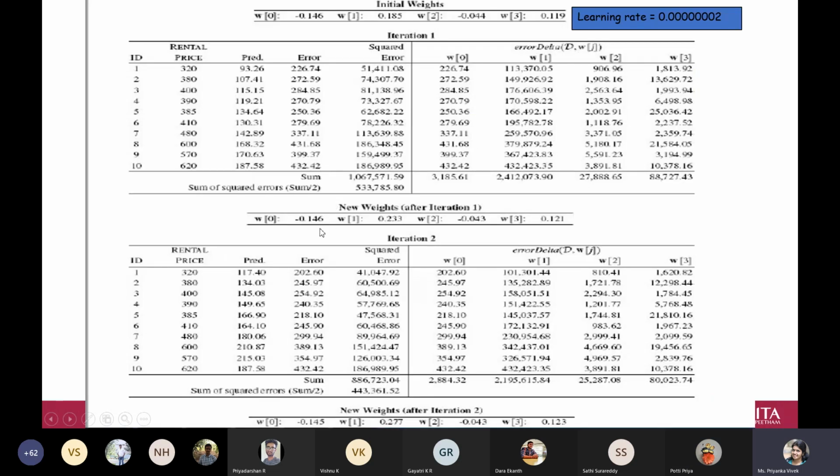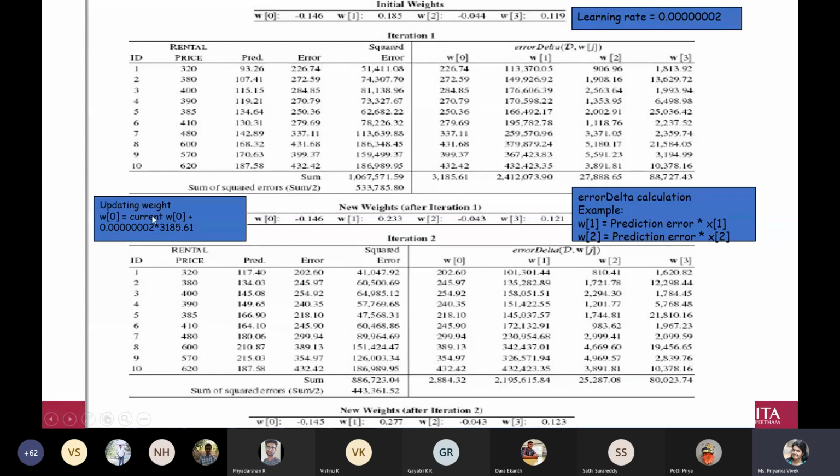So all the values are here. You are using this formula. This is what you're going to try. If it is W2 for you, the next value of W2 would be current W of 2 plus the learning rate into this particular value, that is 27,888 if it is W2. If it is W3, it is 88,727. Just try and tell me whether you're getting these particular values.